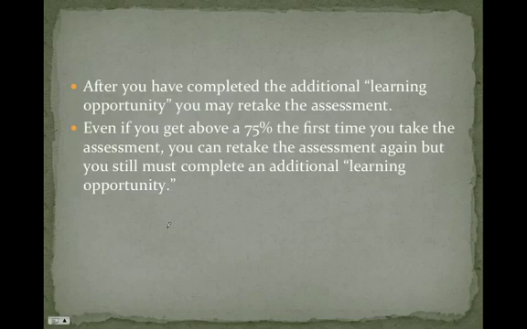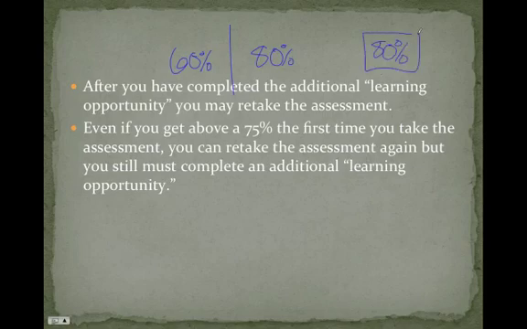I'm not going to average them. I'm not going to use some sort of fancy math. What it is, it's the best score. So if you get 60% the first time, and then you get an 80% the second time, you know what your final score is? An 80%. That's it. So I'm only going to take the best score.